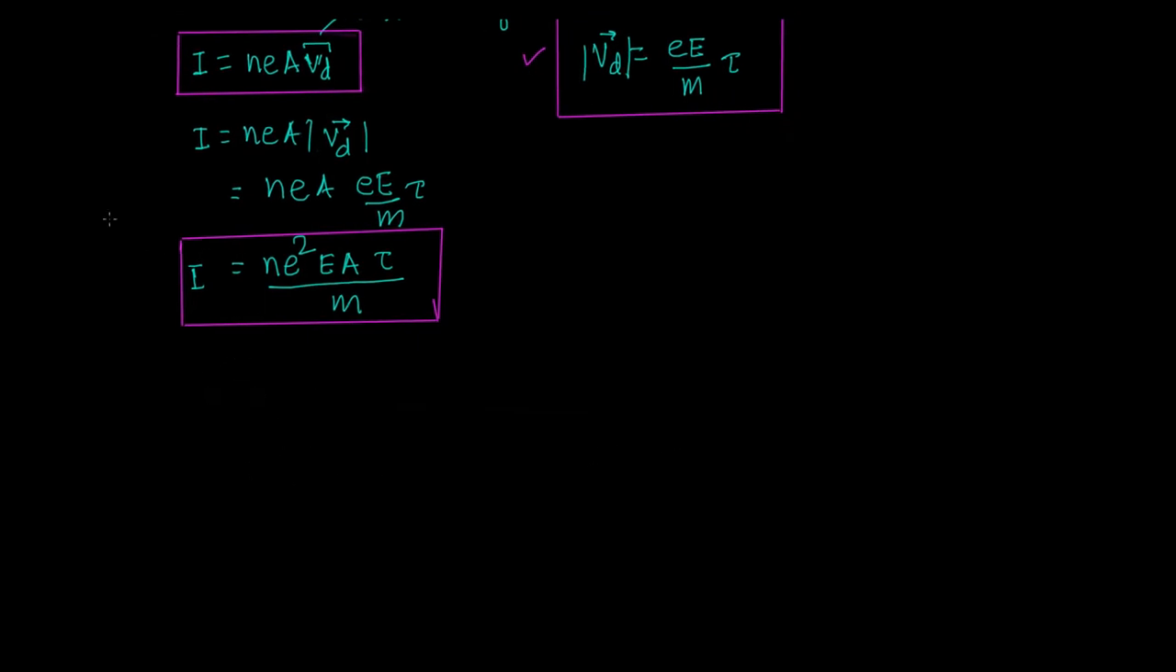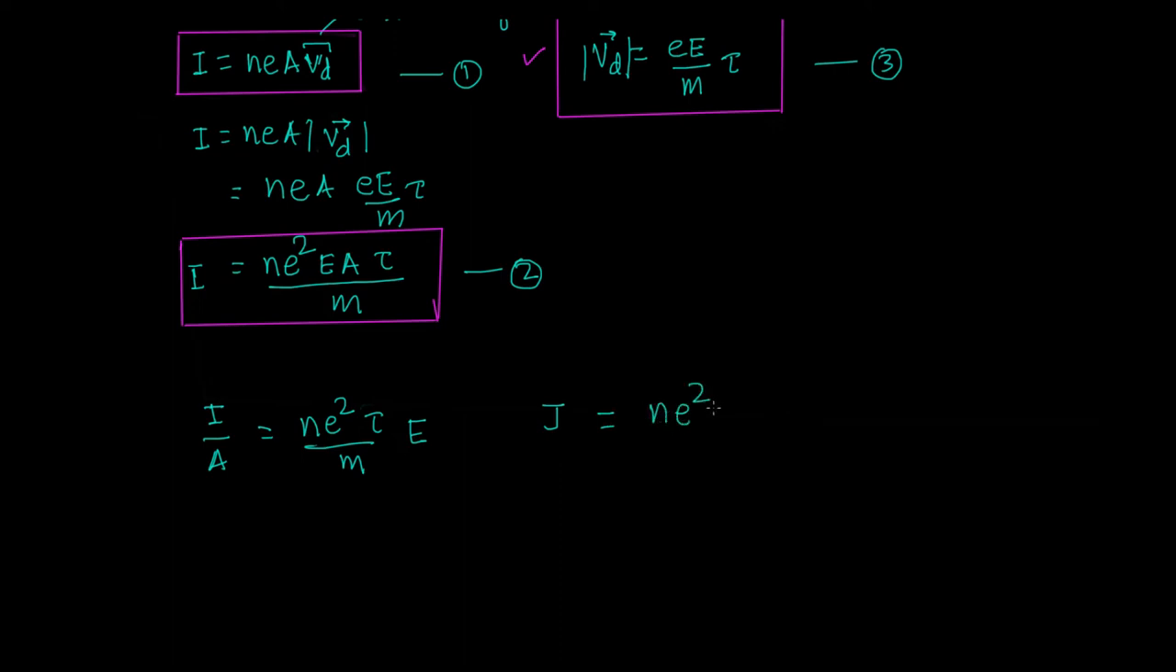Now it again becomes interesting. If I divide this I by A in the above equation, let's name these equation number 1, 2 and 3. Then I upon A becomes n e squared tau upon m into E. Now I upon A is the term J, which is the current density, and current density is a vector. So J is equal to n e squared tau E upon m.